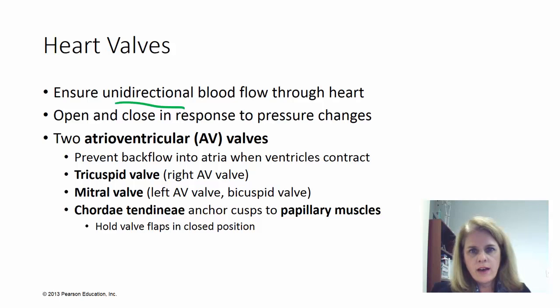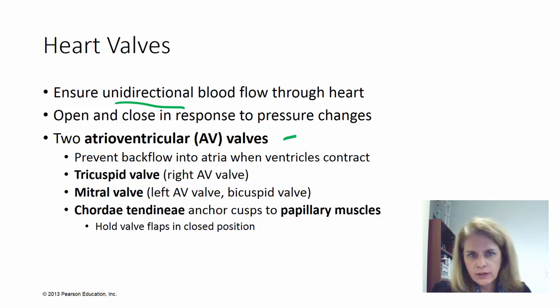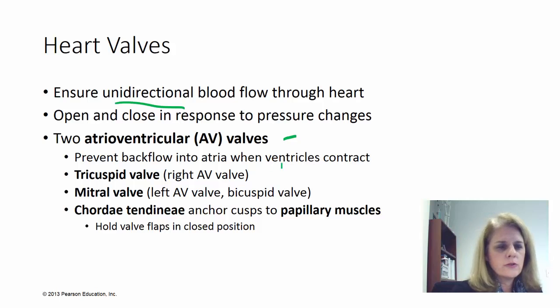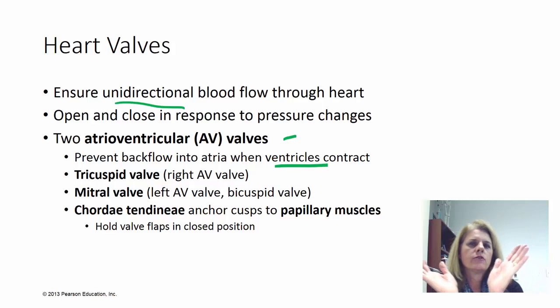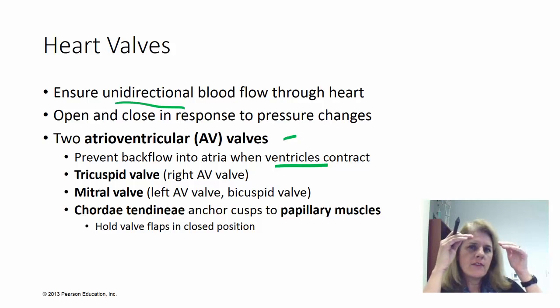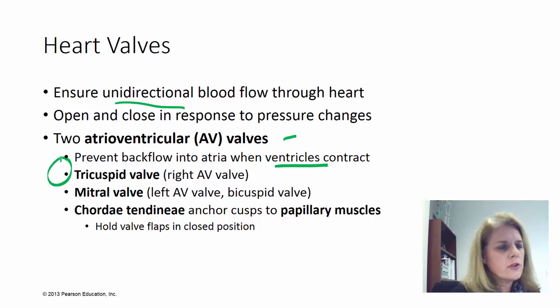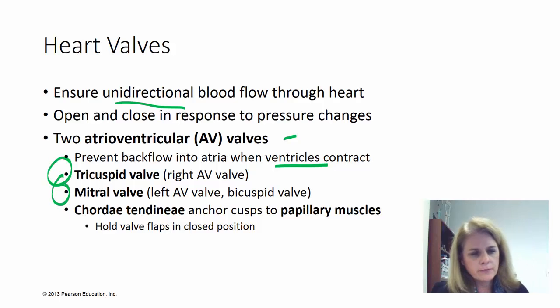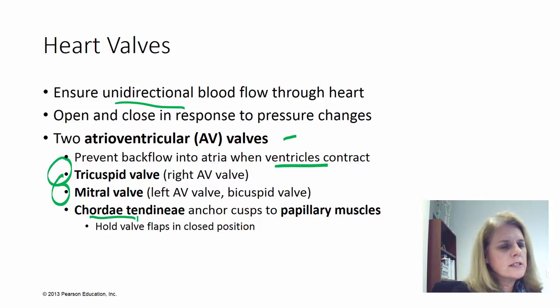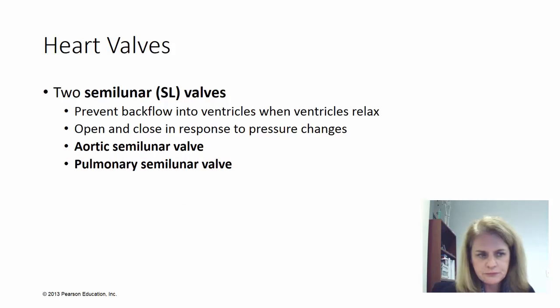You have 2 AV valves, or atrioventricular valves, and they will prevent backflow into the atria when the ventricles contract. So remember, the ventricle contracts like that, so it's just pushing blood up and out the aorta and the pulmonary trunk. You want to close those AV valves so that you don't push blood back into the atria. That's what it's for. So you have a tricuspid and a mitral valve. And again, these valves are held in place by these heartstrings, these chordae tendineae, and they are held into the heart wall using papillary muscles.